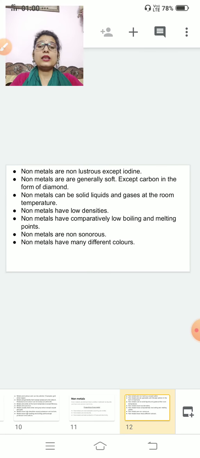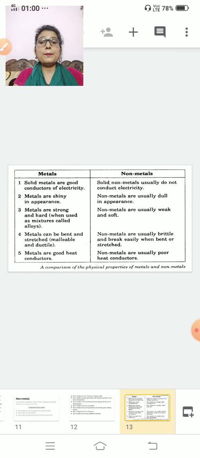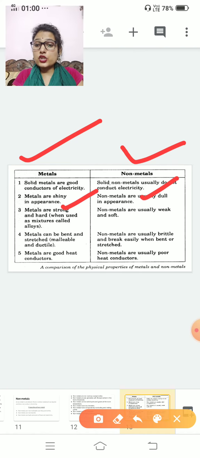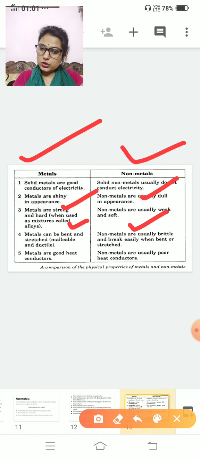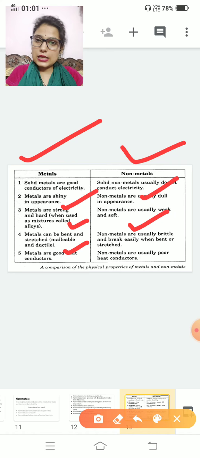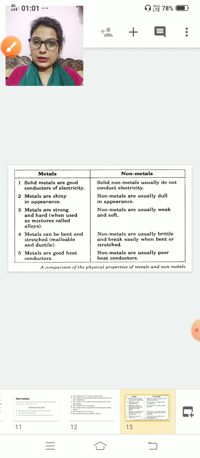Clear? Now, the difference between metals and non-metals. First difference: solid metals are good conductors of electricity; non-metals usually do not conduct electricity. Metals are shiny in appearance; non-metals are dull in appearance. Metals are strong and hard; non-metals are usually weak and soft. Metals can be bent and stretched; non-metals are usually brittle and break easily. Metals are good conductors of heat and electricity, and non-metals are bad conductors of heat and electricity. I think the difference between metals and non-metals is clear to you.